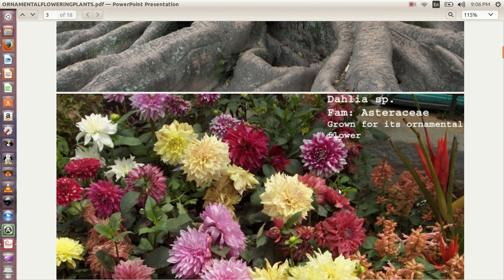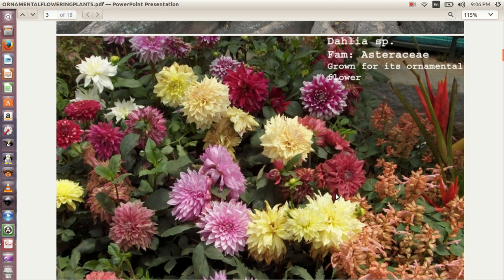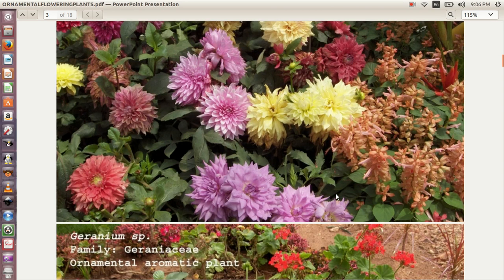The Dahlia species, or dairy hoover as we commonly call it, belongs to the family Asteraceae. It has wonderful flowers and it has tubers through which the plants are propagated. So that is how we grow this plant.